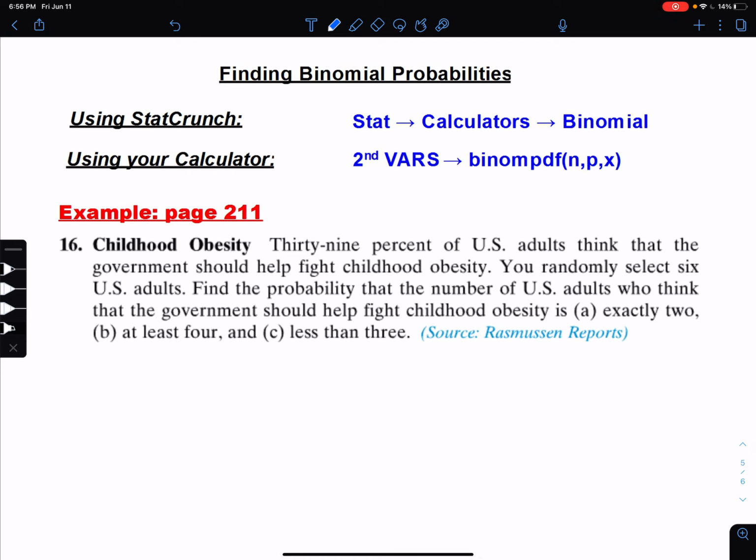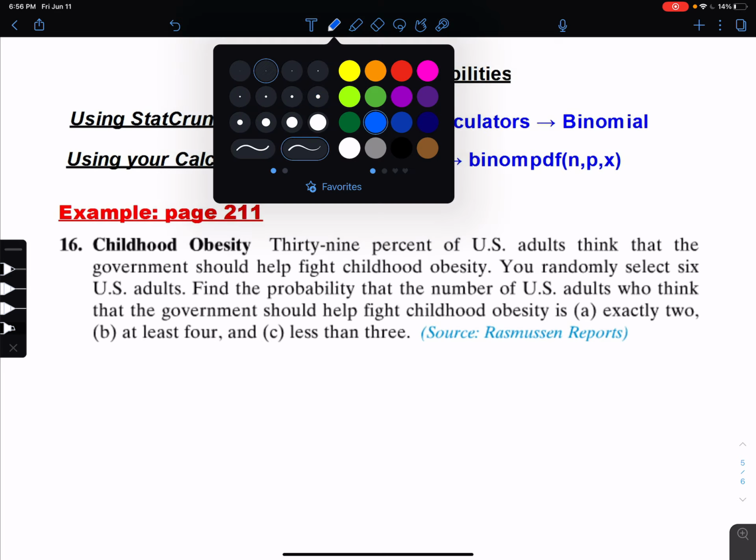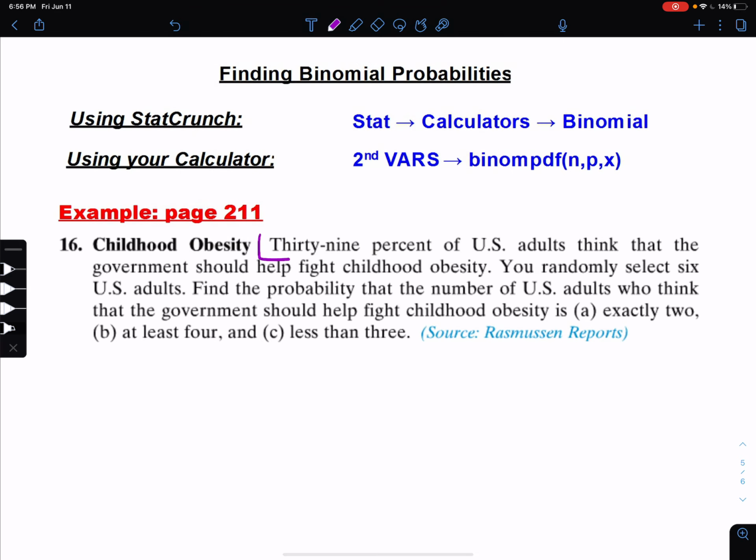All right, so in this example, we're given information about people's opinions on whether or not the government should help fight childhood obesity. All right, now the first thing that we're told is that 39% of adults feel the government should help fight childhood obesity. Now note that is a probability. A percentage and a probability are the same thing. Okay, so it's giving you a fixed unchanging probability. That's a very good sign that what you have is a binomial because the probability is not changing as you go from one person to the next.